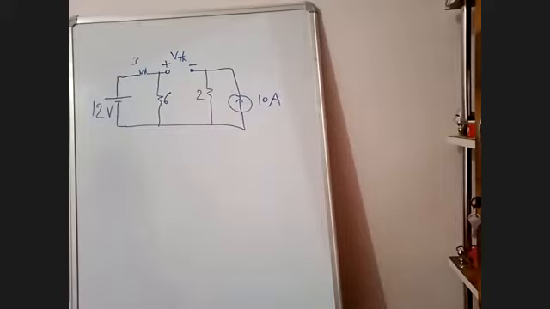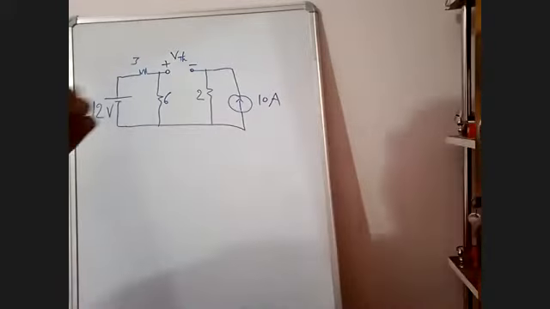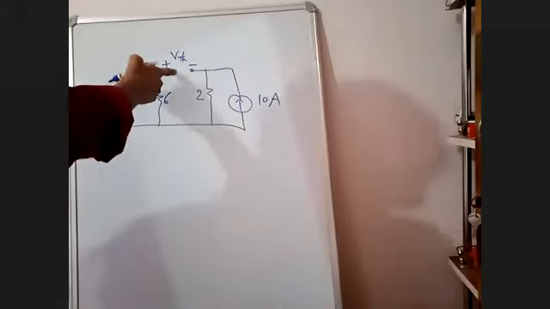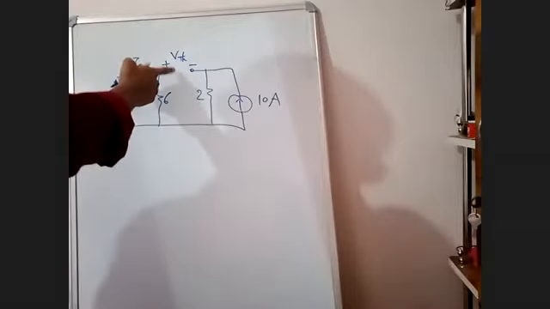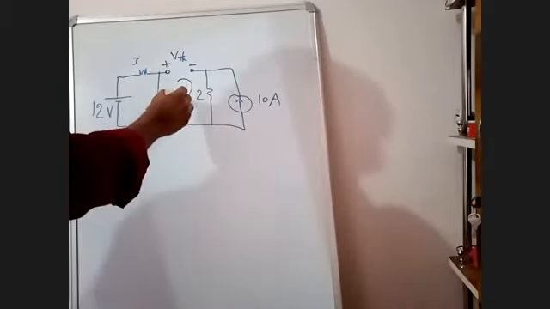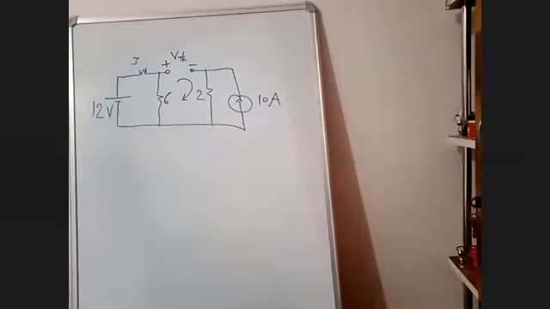So for determining VTH, what do you have to do? We have to consider one reference direction in the open loop. Where is the open loop? Here we have the open loop. In this open loop, I will consider one reference direction, either clockwise or anti-clockwise. It is your wish.